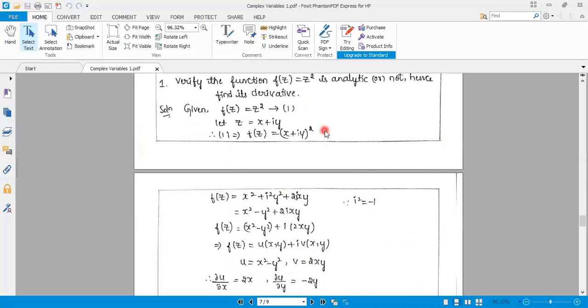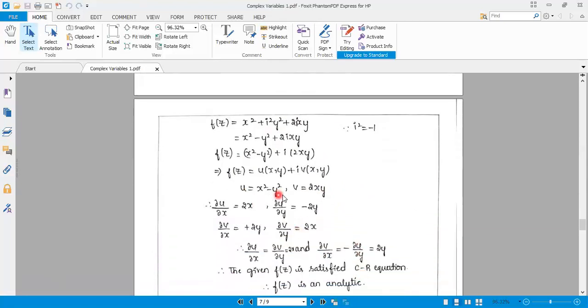So let z = x + iy and f(z) = (x + iy)². Substitute x + iy on the right-hand side, then expand using the (a + b)² formula. We obtain x² − y² + 2ixy. Now separating real and imaginary parts, we get u = x² − y² and v = 2xy. Now differentiate u and v with respect to x and with respect to y.